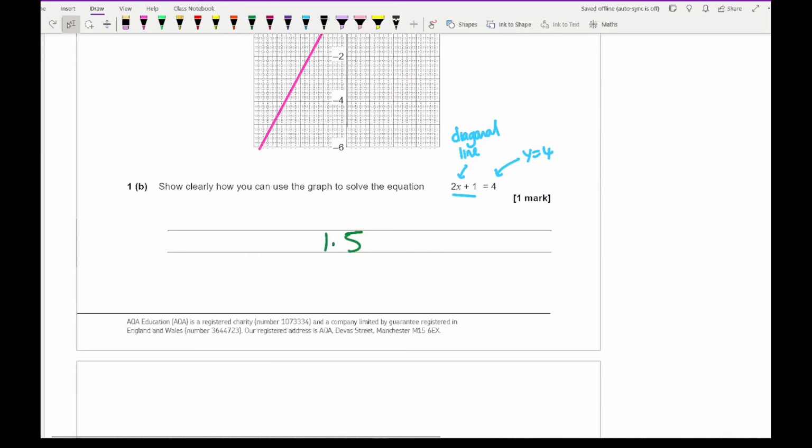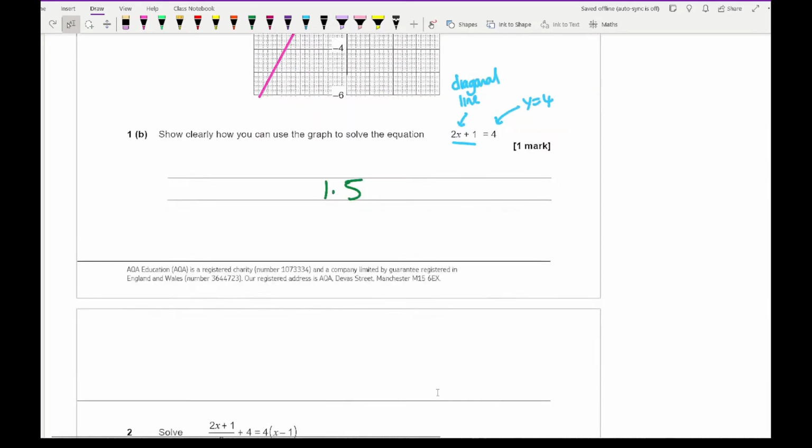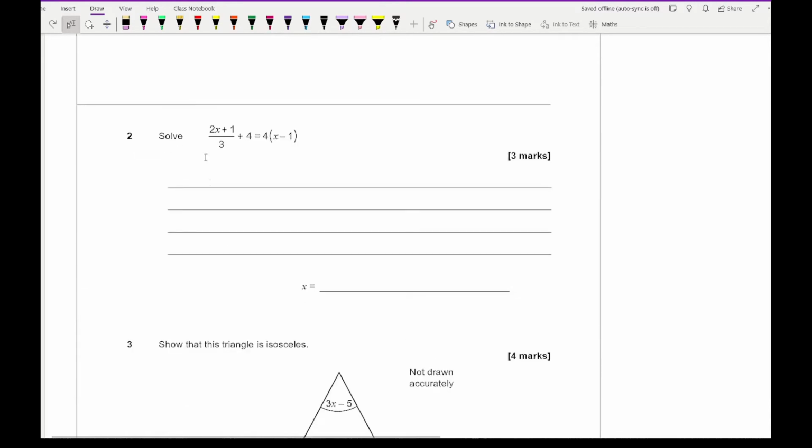So then moving on to our next question. It says solve 2x plus 1 over 3 plus 4 equals 4 lots of x minus 1. So for this, what I would personally do, let's create a bit of space, let's do it here. I would expand the brackets out. So we get 4x minus 4. Then I'll take this 4 over to the other side. So I've got 2x plus 1 over 3 equals 4x minus 8.